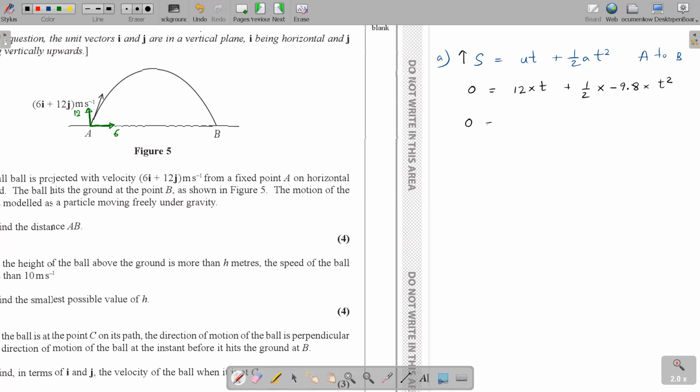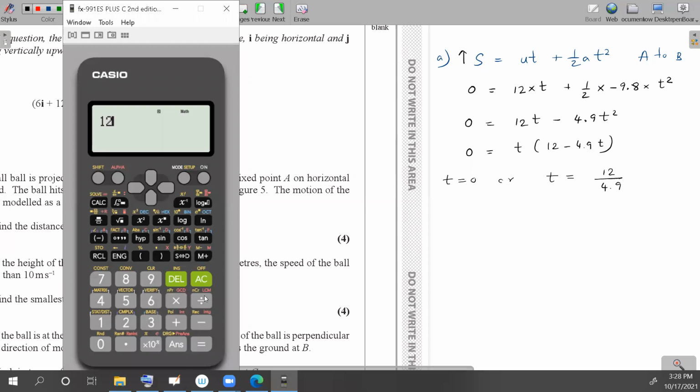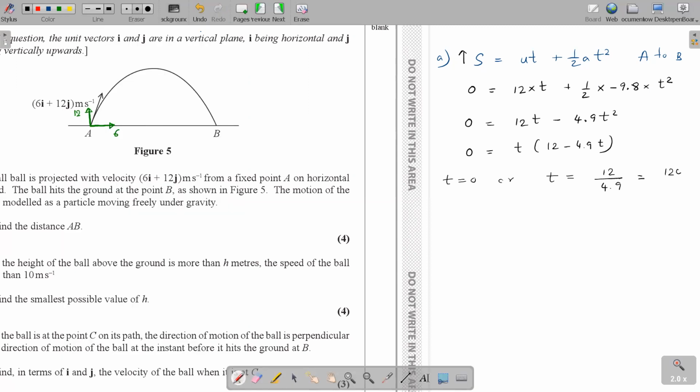So let's get the value here. 0 equals 12t minus half into 9.8, which is minus 4.9 t squared. You could factorize this, taking a t out: t(12 minus 4.9t). This gives me time is 0 or time is 12 divided by 4.9. So 12 divided by 4.9 gives me 120 over 49. I will be taking the fraction, okay? 120 over 49 seconds. So this is the time of flight.